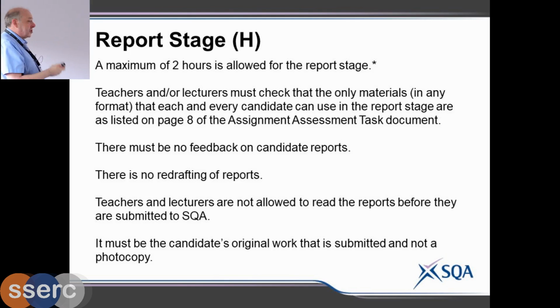In terms of the research stage, as I said, that's timed. Once it's done, they go in the envelope, ready to be sent off to QA. Do not be tempted to go, I'll have a quick read of these before they go, because that would be breaking the conditions of assessment.